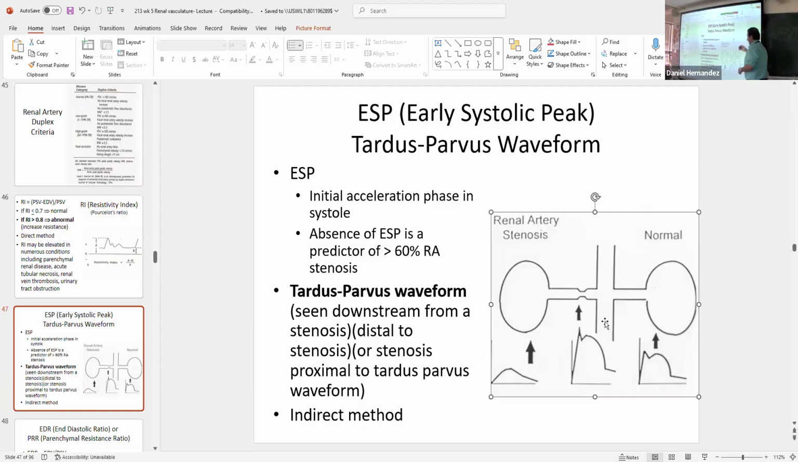And then tardus parvus waveforms. So recognizing tardus parvus waveforms downstream to a stenosis is absolutely critical when we're looking for renal artery stenosis.